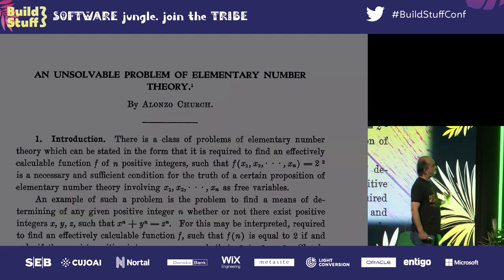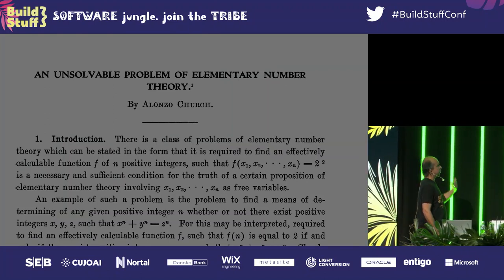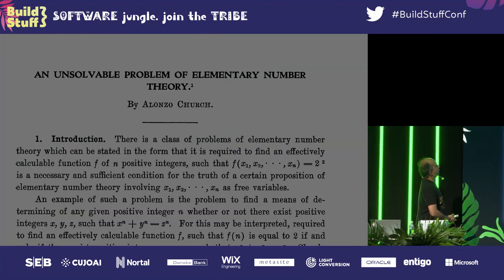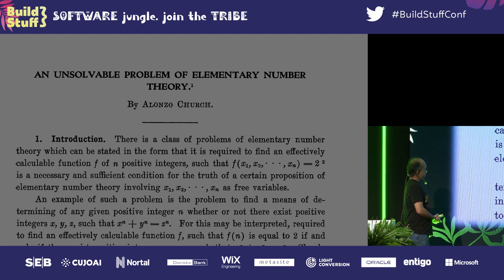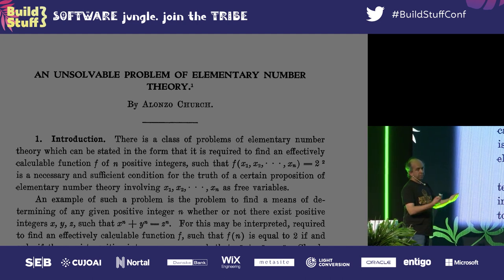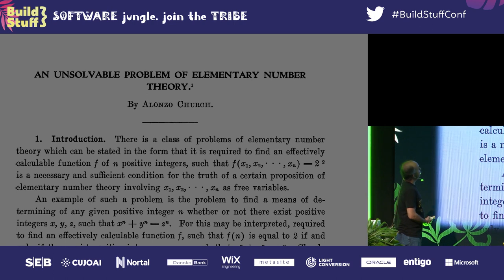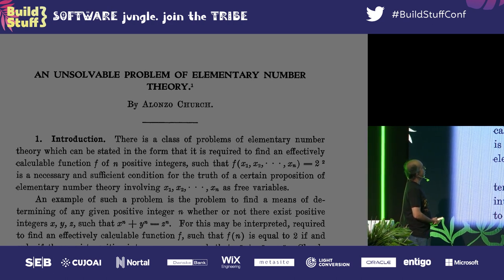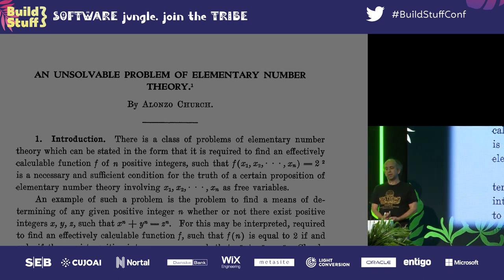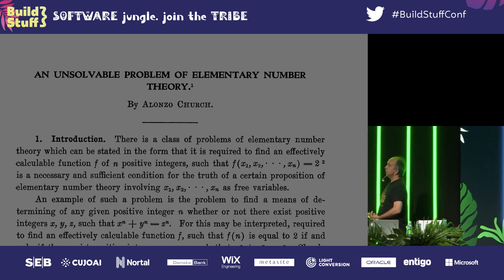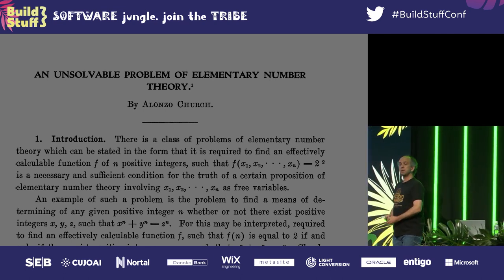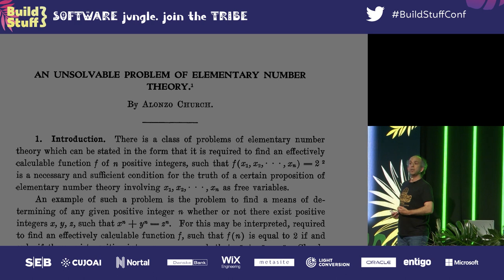And it's this kind of quest in maths, and eventually the part of maths that founded computer science, that led people like Alonzo Church, well, it relates to Gödel's theorem. Alonzo Church was exploring this in the 1930s. It's part of the Entscheidungsproblem, an unsolvable problem of elementary number theory. How do we reason about stuff? And can we find out whether or not we can prove certain statements? Are they all provable?